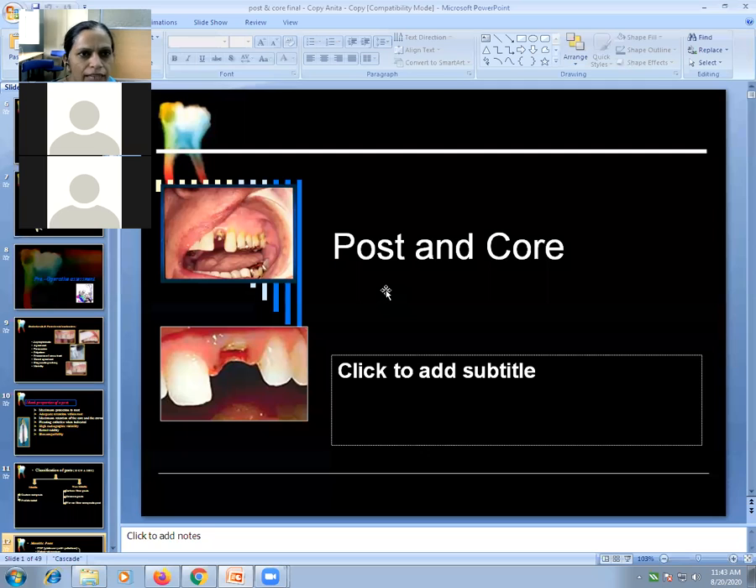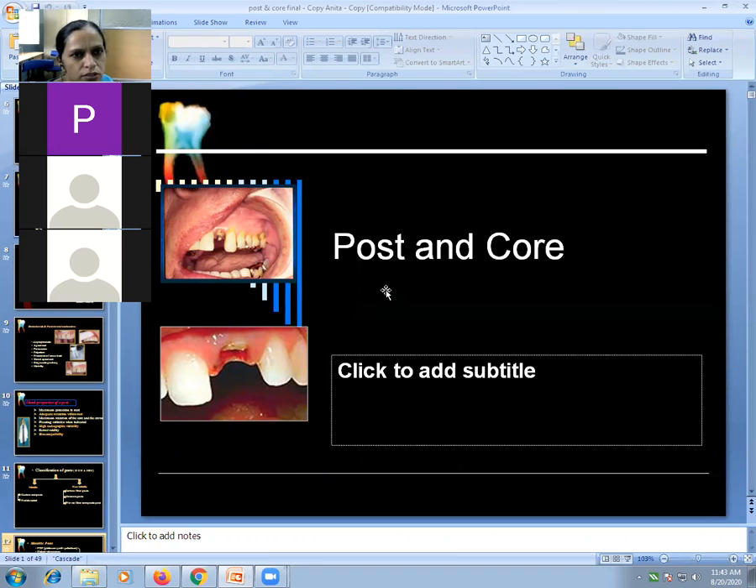Okay, so a post may be metallic or non-metallic. If it is metallic, it will have more rigidity, so there are chances of fracture of root dentin. If it is non-metallic, it will have a modulus of elasticity similar or near to the dentin modulus of elasticity. So we prefer the non-metallic one.